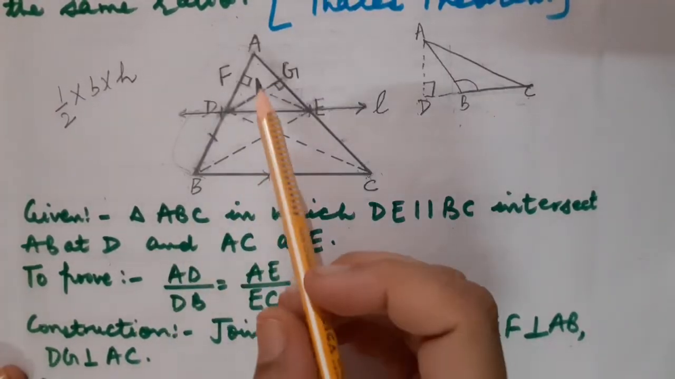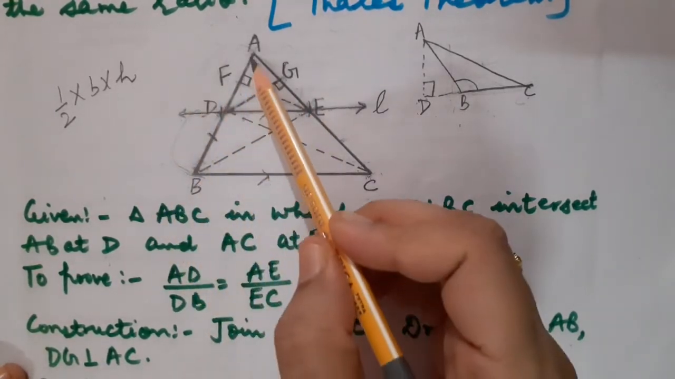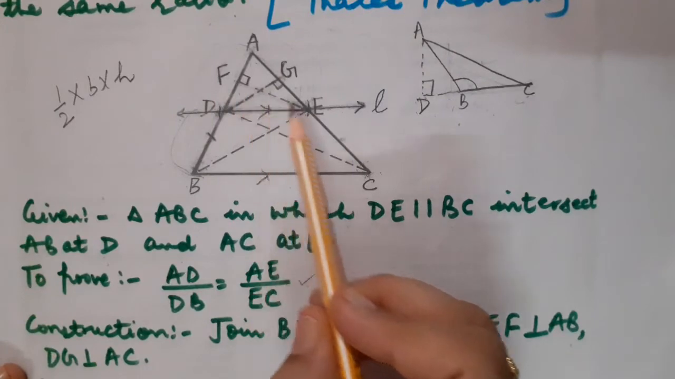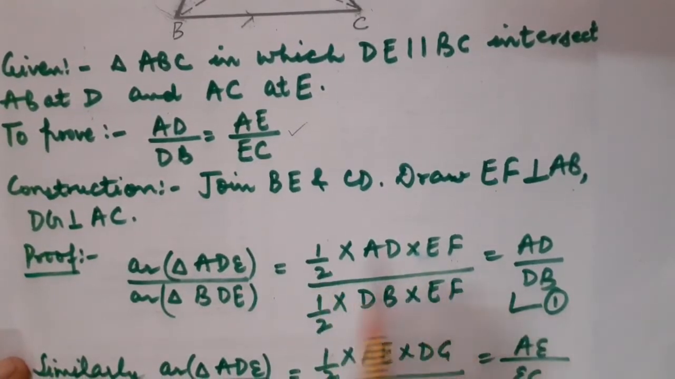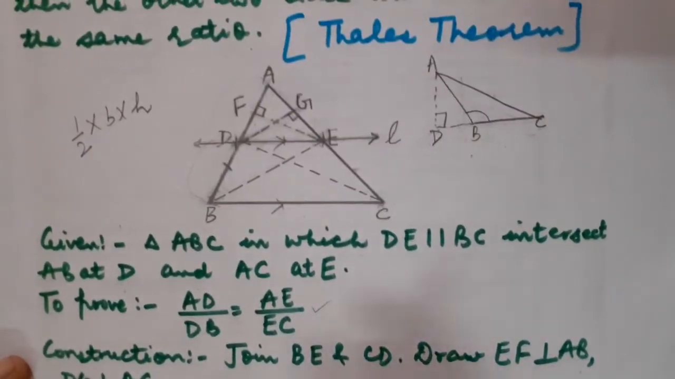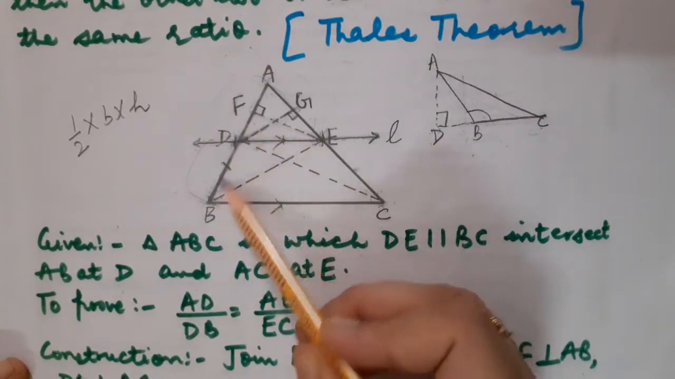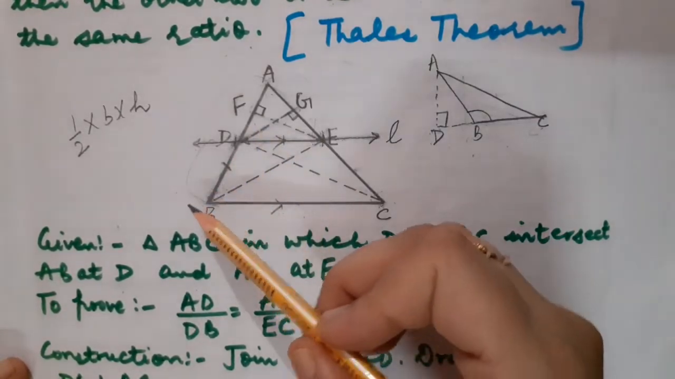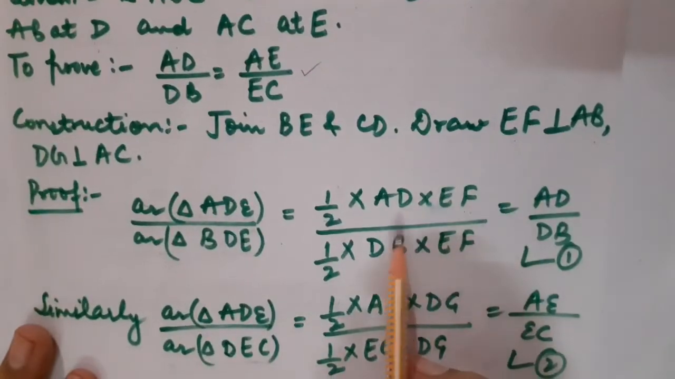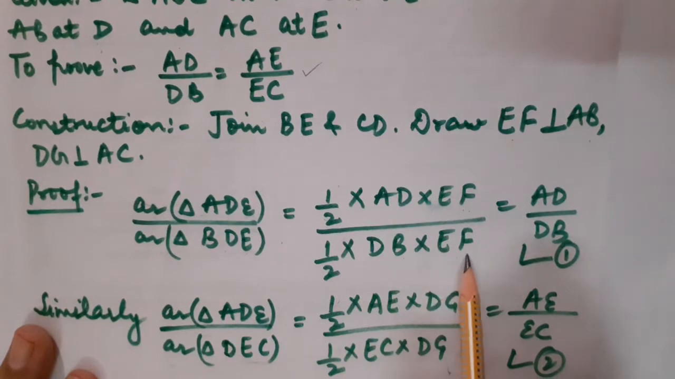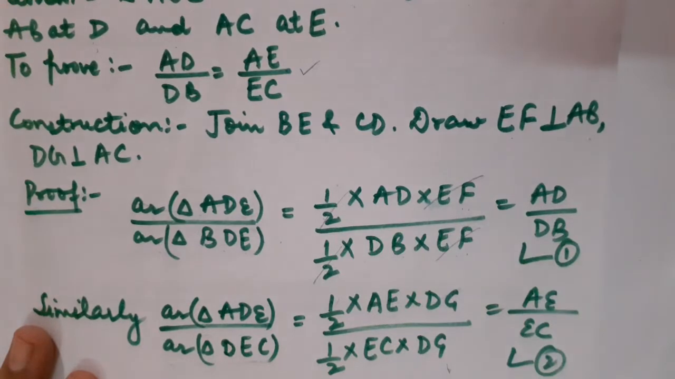So children, let us calculate the area of triangle ADE. This is half into base AD into EF, because EF is the altitude. The same thing is written up there. Let us talk about triangle BDE. Again EF is the altitude, but what would be the base? The base will be BD, which is going to be extended up to point F. So I have taken half into DB into EF. Okay, half and half are going to be cancelled. EF and EF are also going to be cancelled.